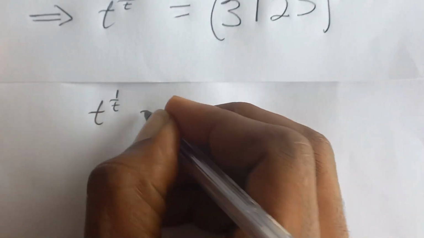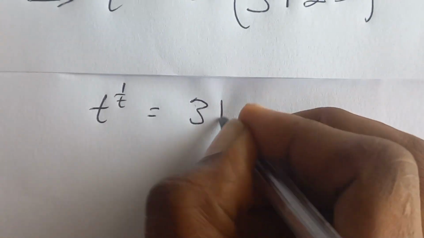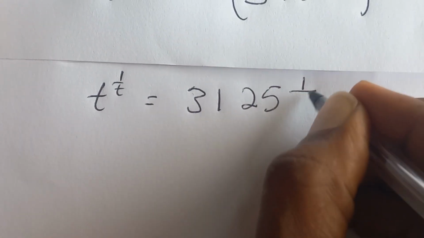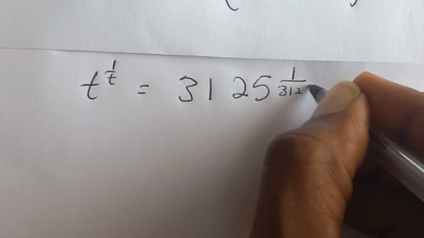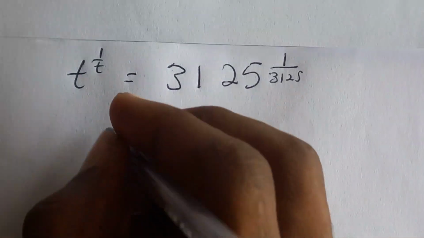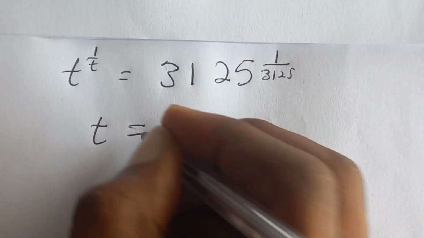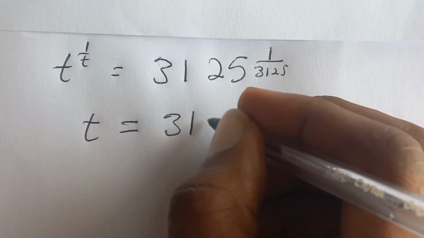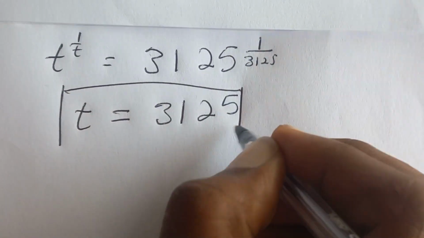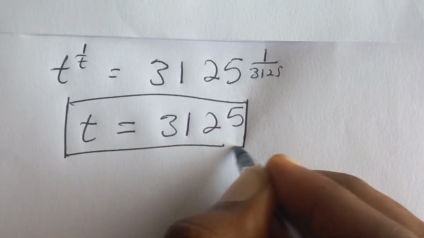Okay, so our t exponent 1 over t is equal to 3125 exponent 1 over 3125. By comparing terms, our t is equal to 3125. Okay, so this is our answer for the t.